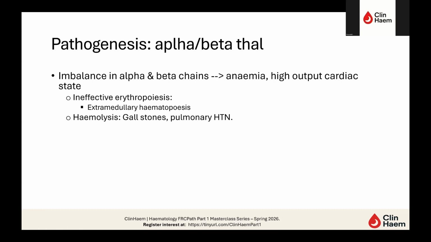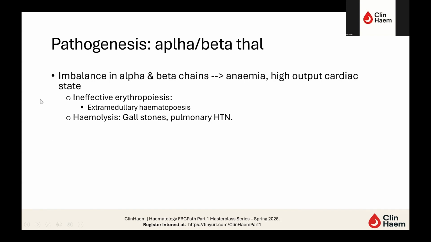and that will precipitate in the cell and cause membrane damage, and that will lead to their being hemolyzed and easily removed from the spleen and tight spaces in the spleen, for example. So chronic hemolysis would give you gallstones and pulmonary hypertension as two very important complications, among others like thromboembolism.